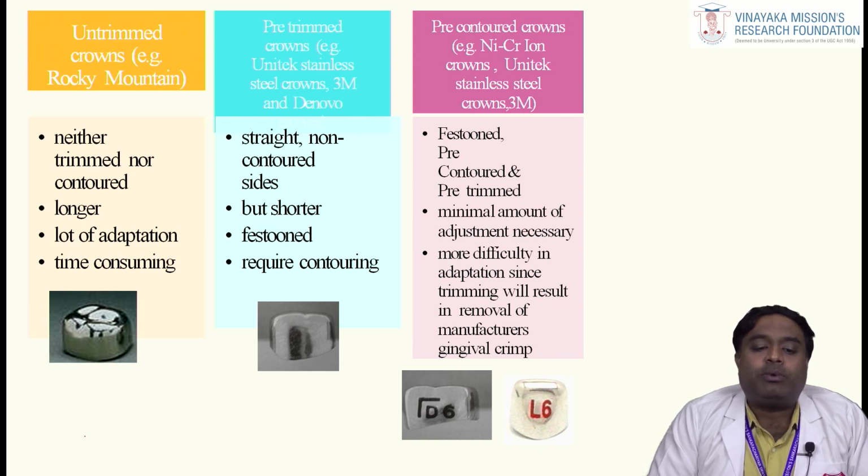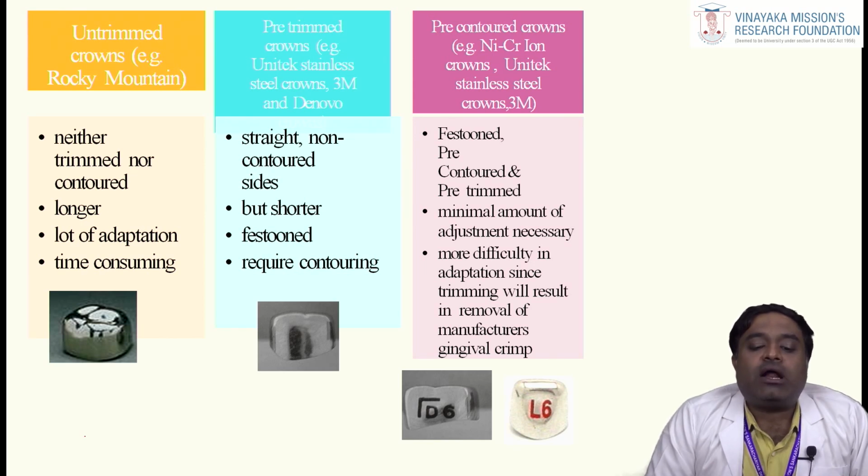Coming to the pre-trimmed crowns, examples are Unitek stainless steel crowns and 3M and De Novo type crowns. In this, the sides are straight and non-contoured but shorter, which is festooned and requires contouring. The third one is pre-contoured crowns. Examples are nickel chromium crowns, Unitek stainless steel crowns and 3M crowns. These are festooned, pre-contoured and pre-trimmed. These crowns require only a minimal amount of adjustment.